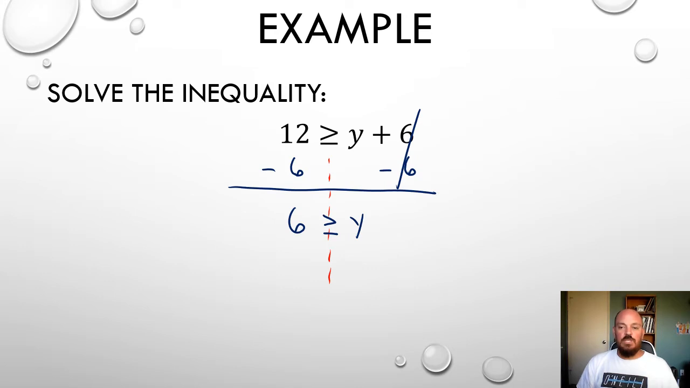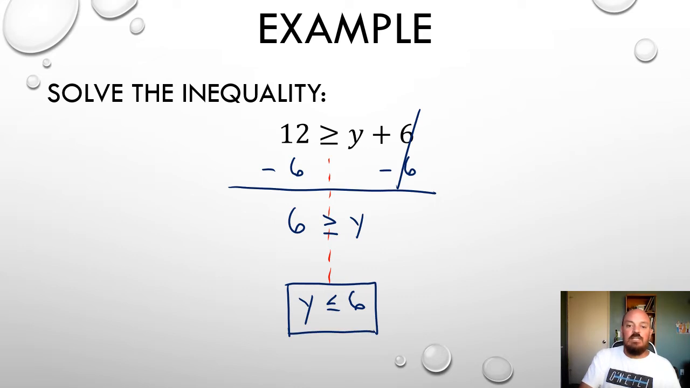Now here's one little tricky part. When you're solving for x or y or whatever the letter is, when it's an equation, it doesn't matter which side the x is on, or the y in this case, because 6 equals y is the same as y equals 6. Well, with an inequality, when it's written backwards, you have to read it backwards. So what this actually says in words is 6 is greater than or equal to y. Now that means y is less than or equal to 6.